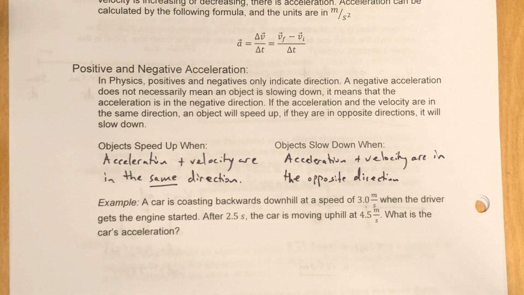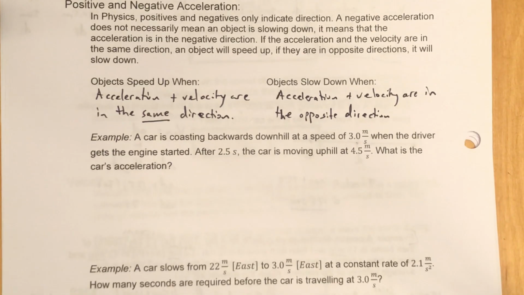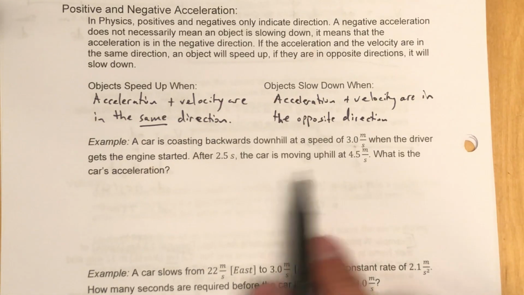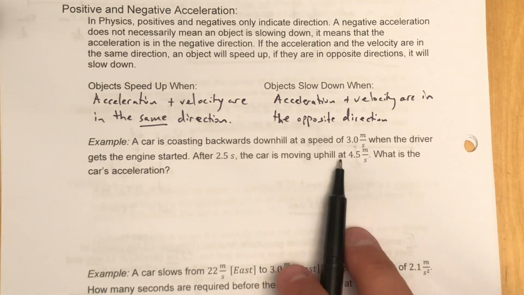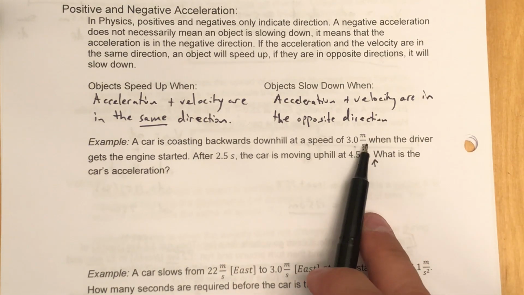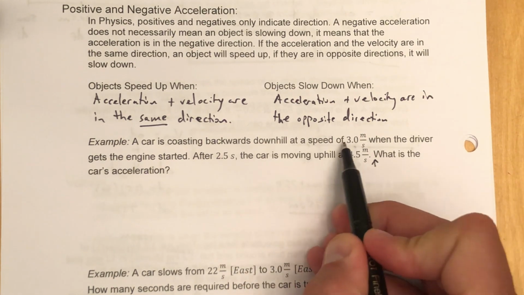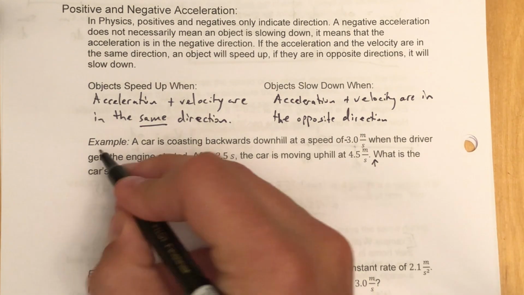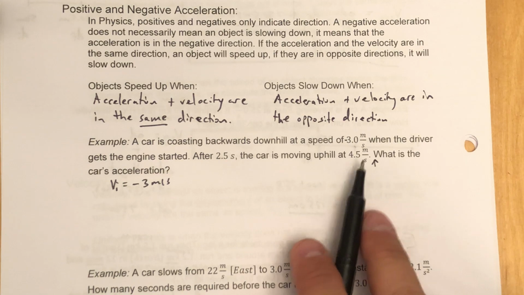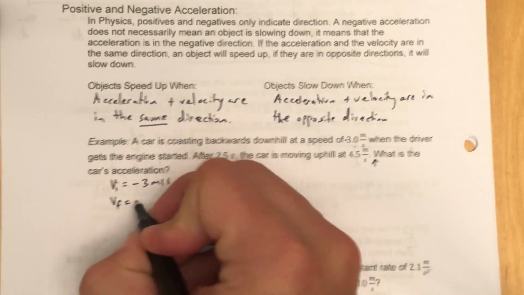So, for example, a car is coasting backwards downhill at a speed of 3 meters per second when the driver gets the engine started. After 2.5 seconds, the car is moving uphill at 4.5 meters per second. What is the car's acceleration? And so first of all, what we need to do is denote a couple things here. Let's call uphill the positive direction, and let's call the downhill the negative direction. All right, so it's initially going at negative 3 meters per second. And so we can have an initial velocity of negative 3 meters per second. Its final velocity is going to be 4.5 meters per second.